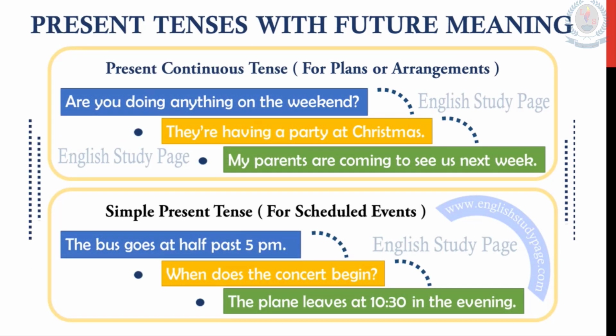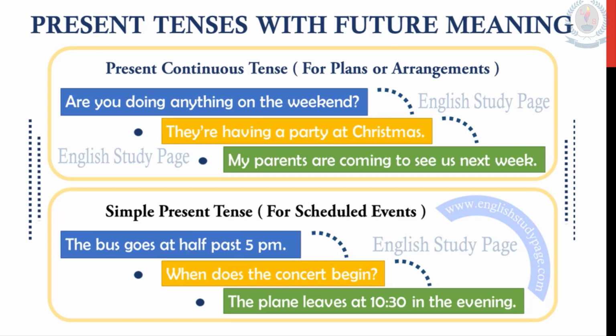Now, present tenses with future meaning. There are two tenses that can be seen in this chart. Present continuous tense goes with plans or arrangements. Simple present tense goes with scheduled events. So, we can see future qualities in these tenses.